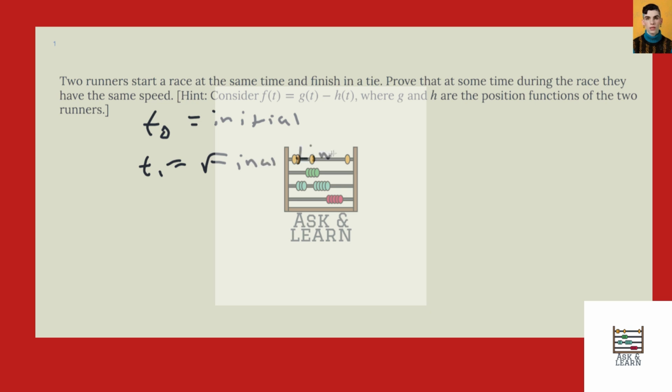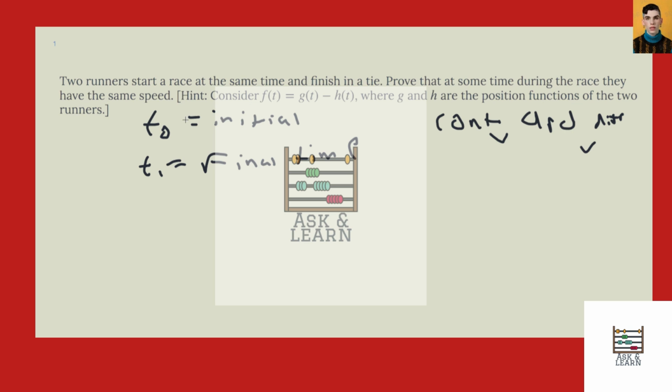And since they are running in a race, you can assume that the graphs are continuous and differentiable because you don't suddenly change. You don't have discrete points. It has to be continuous in a race. So we can assume continuity and differentiability, which then allows us to apply the mean value theorem for the two.